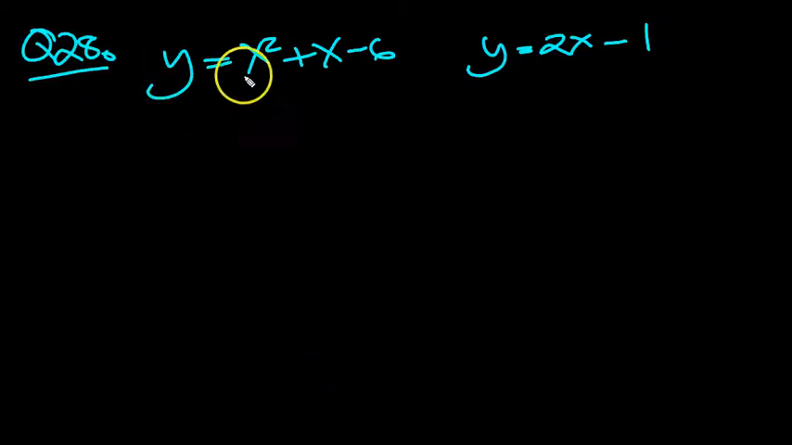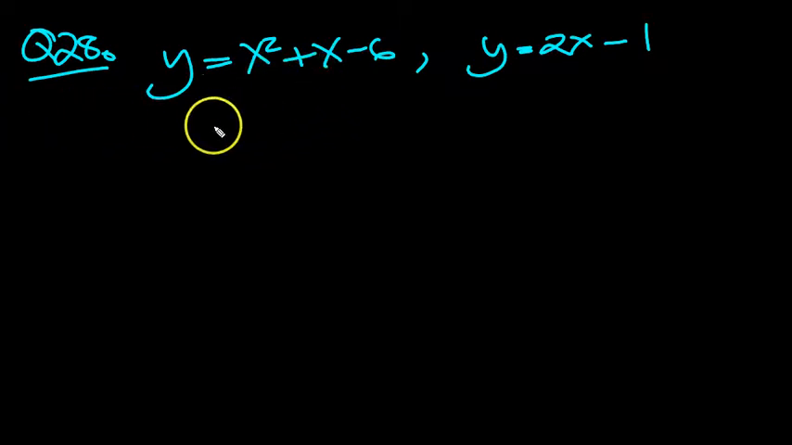Okay, then let's have a look at 28. We need to sketch this quadratic here, y equals x squared plus x minus 6, and sketch this straight line, y equals 2x minus 1, and find any points of intersection. Well, the first thing I'd like to do is find out the roots of this quadratic, because for the purposes of the sketch, it's one of the key features of the quadratic.